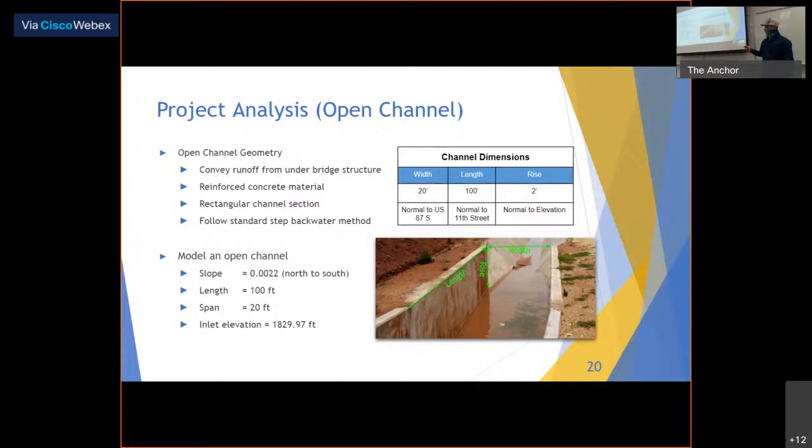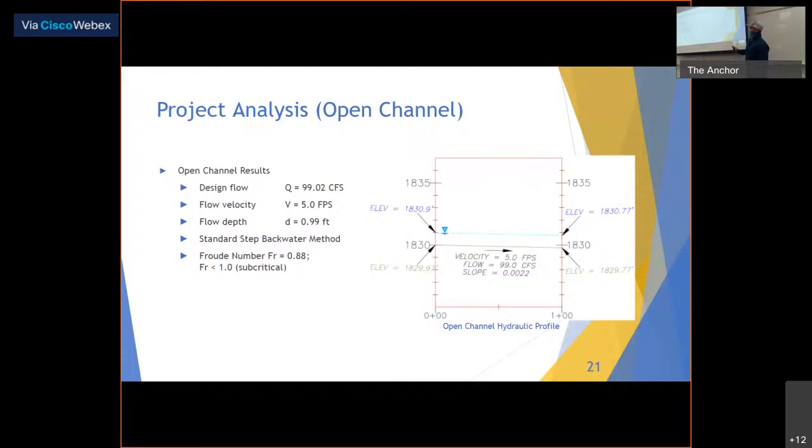Going through the analysis, we know that it's going to have to drain for the design flow of 99.02 cubic feet per second. We do this by an iterative process. You guess the velocity, and then you figure out your slope with that velocity. And you keep doing calculations until all your numbers work out, and they all follow the design requirements in the stormwater manual. By doing that, we found a flow depth, not through the entire channel, but at the beginning of the channel, of 0.99 feet. And this was found through the use of the standard step backwater method.